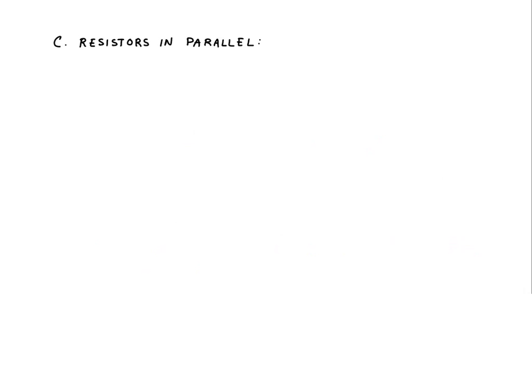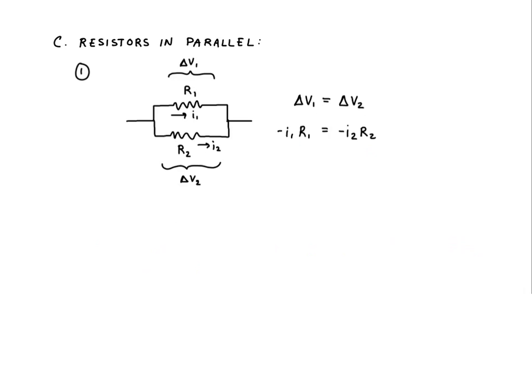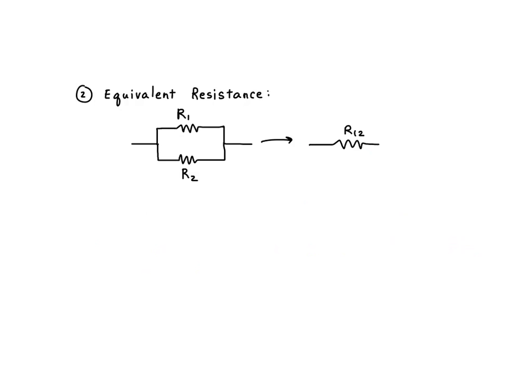Now, for resistors in parallel, because they're in parallel, they'll see the same potential drop. So we have delta V1 across R1 is the same as delta V2 across R2. And it's the same Ohm's law for each of them. This gives us a very simple statement: with the same voltage drop, you have different currents for resistors in parallel. The equivalent resistance for resistors in parallel, of course, is you sum the reciprocals and take the reciprocal, given by this formula.